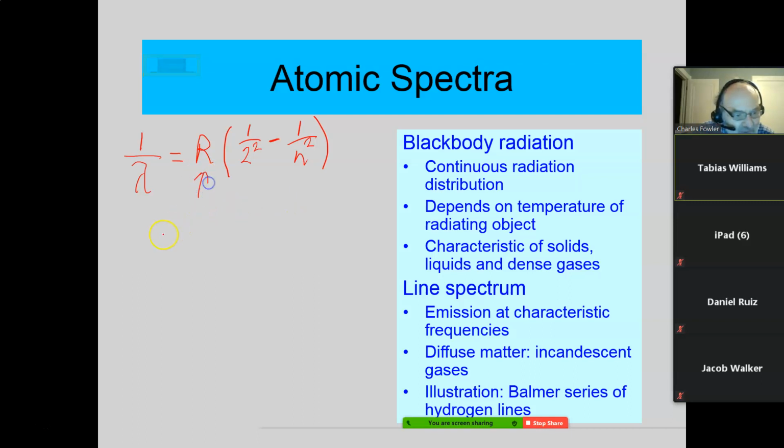Okay, and this is equal to R, that proportionality constant, times 1 over 2 squared, weird how he came up with this, minus 1 over n squared. Okay, where R is a constant. Now this constant here is 1.097, boy, 4 significant digits there, times 10 to the 7th. Okay, and the units here is per meter. 1 over meter.